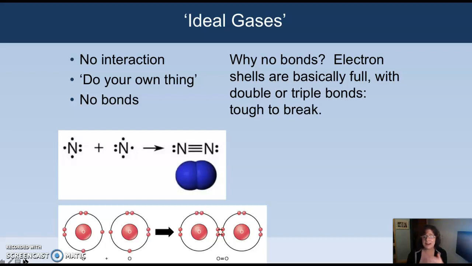Nitrogen has 3 bonds to it. Incredibly hard to break those bonds, though it can be done, especially in polluted atmospheres. But it's very hard to break nitrogen bonds. And so that is replicated with oxygen, which has a double bond, very happy electron shells, very stable molecules that are not looking to interact with other molecules.